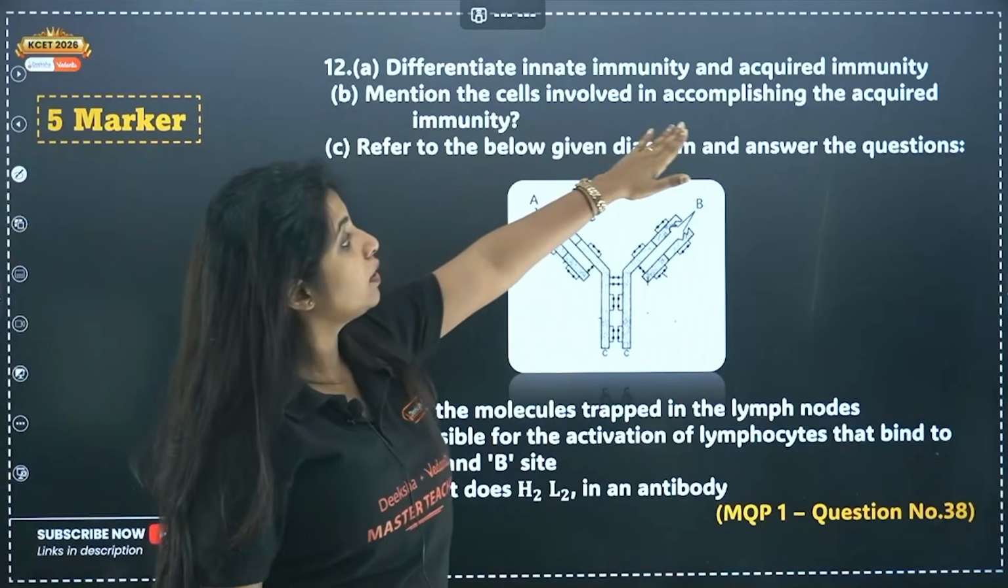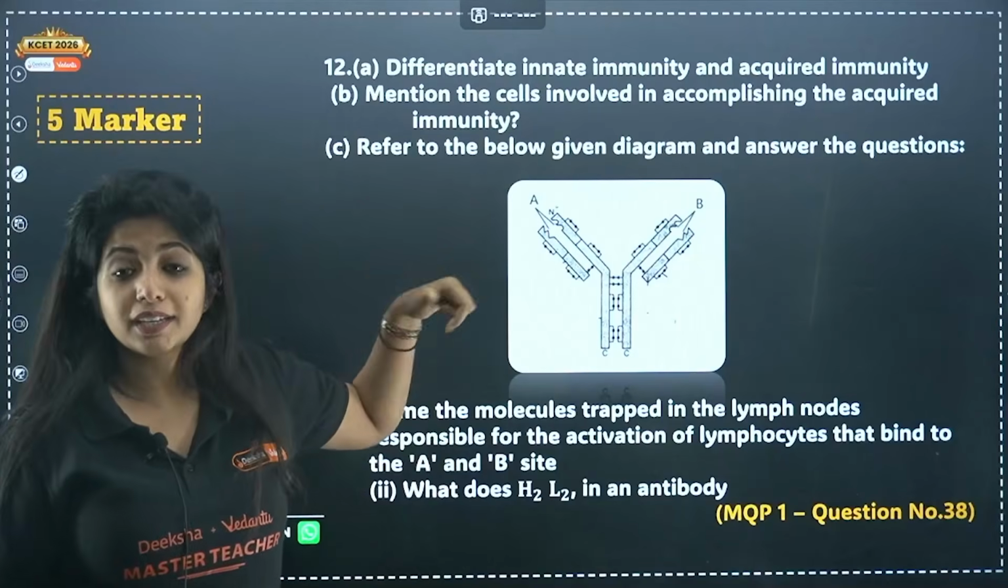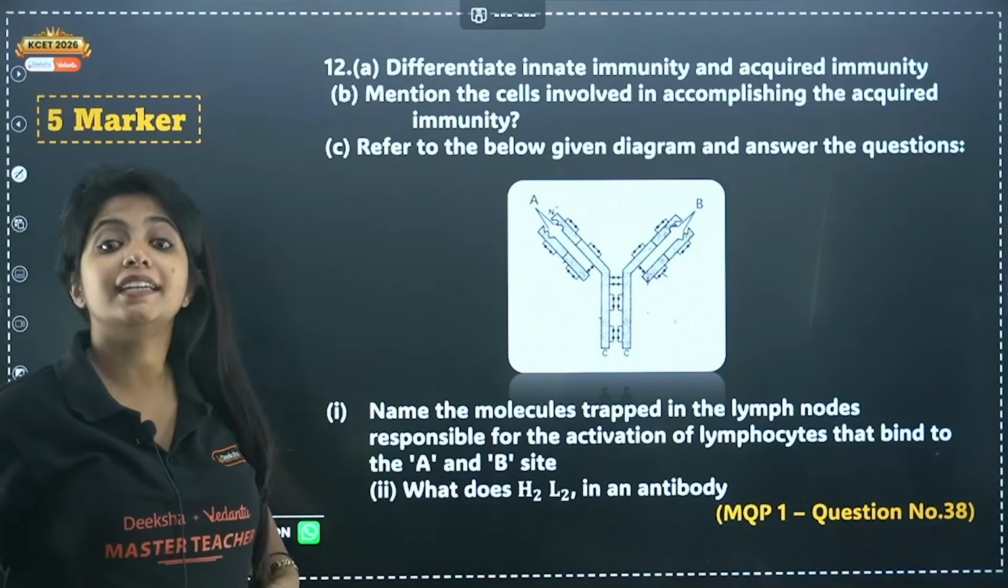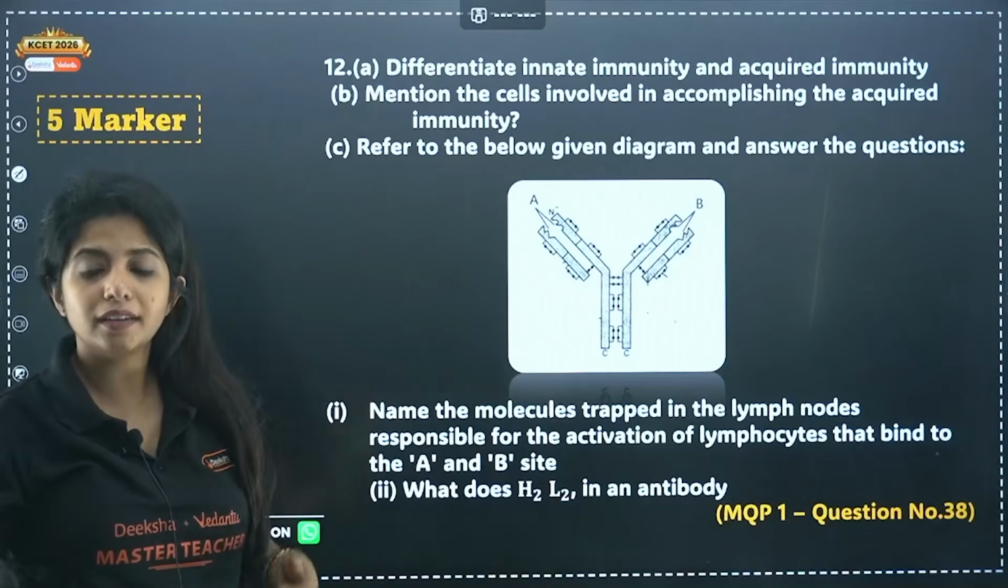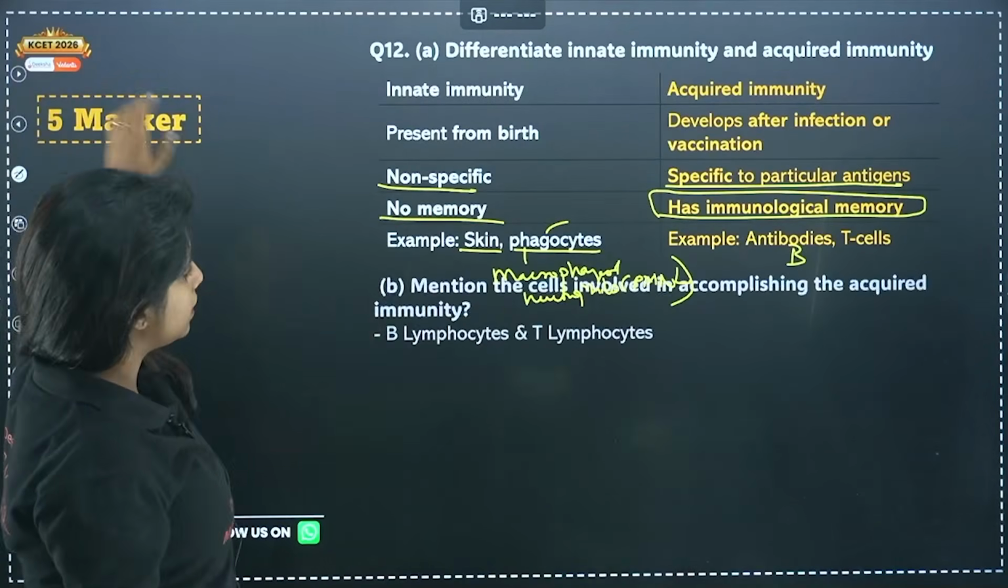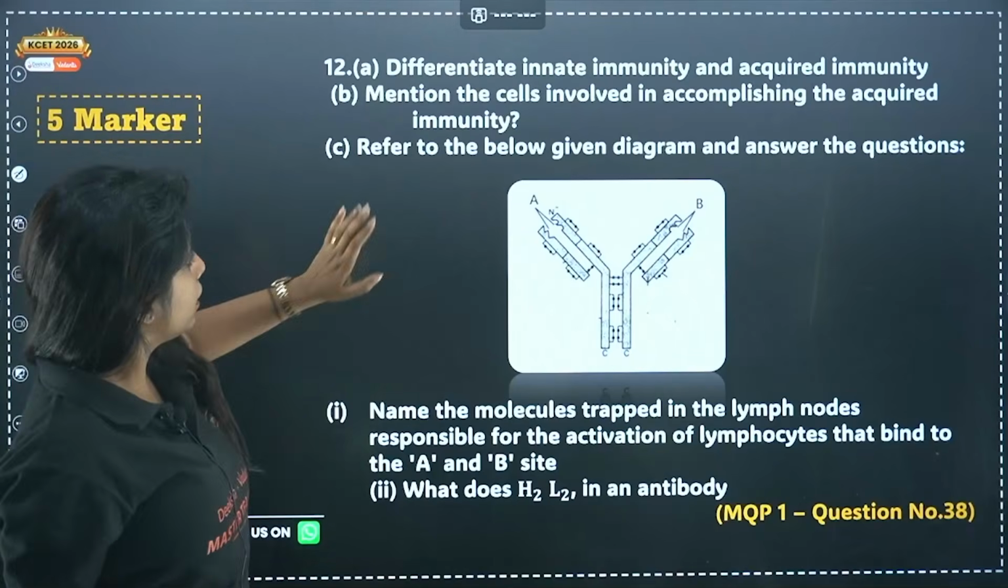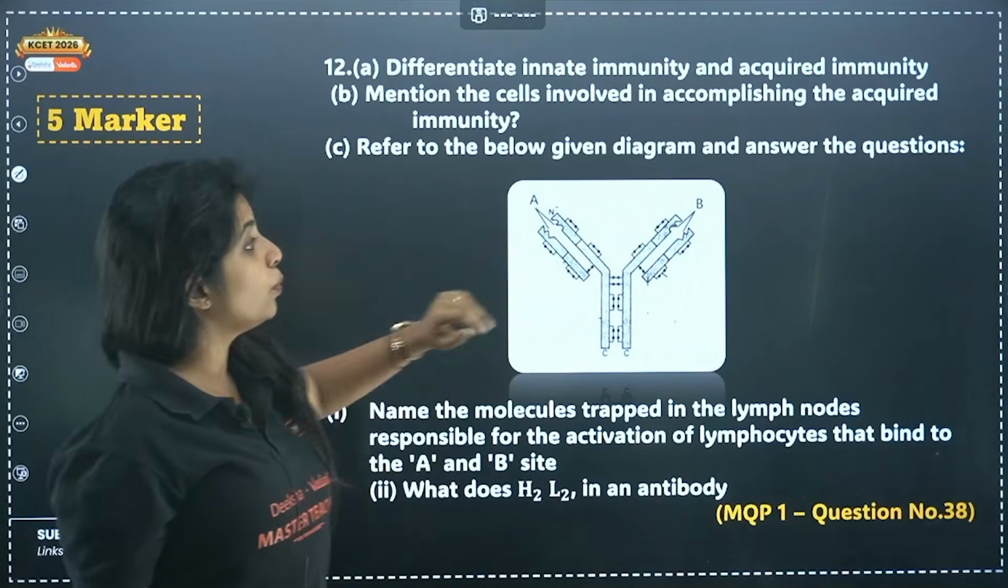Mention the cells involved in accomplishing the acquired immunity. What are the cells helping in accomplishing acquired immunity? It is none other than B and the T lymphocytes. B and the T lymphocytes. Nothing else. Acquired immunity, right? Next question.